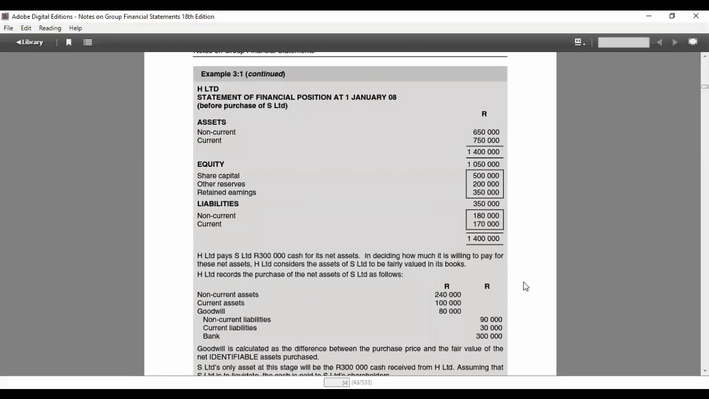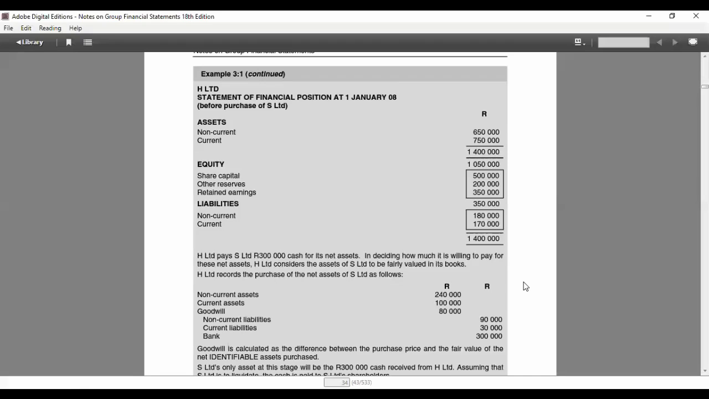Okay, so H has paid 300,000 Rand cash for S's net assets. In other words, they have taken over their assets as well as their liabilities, and for that they have paid 300,000. So when S's long-term loan payments need to be made, it is now H's responsibility to make those payments. They're no longer part of S because H has taken over that responsibility. When S's debtors need to pay, they will pay H, not S, because H has taken over that asset.